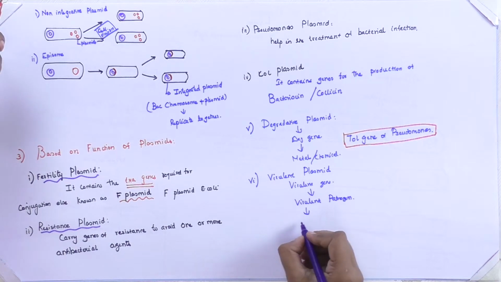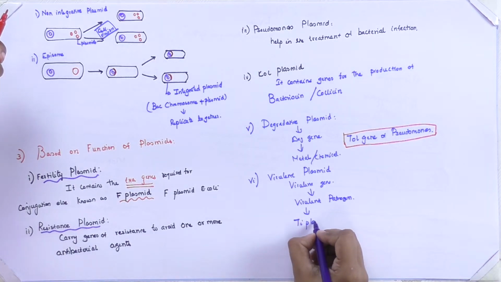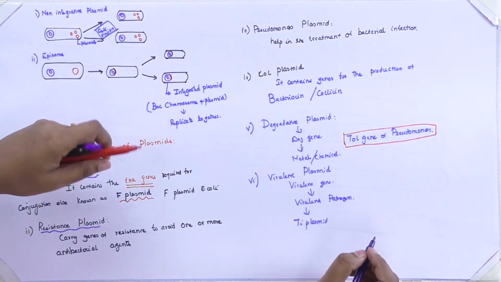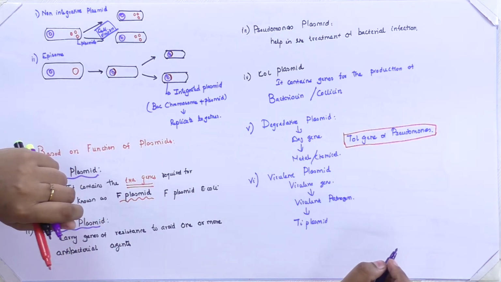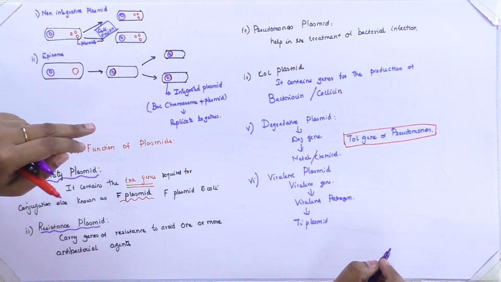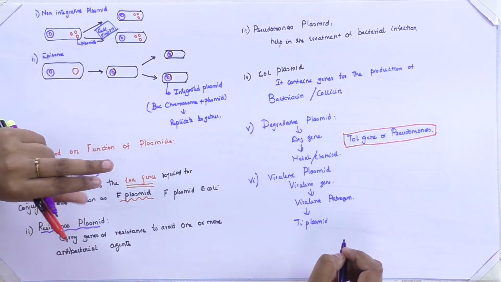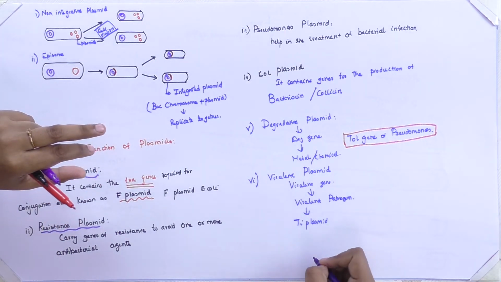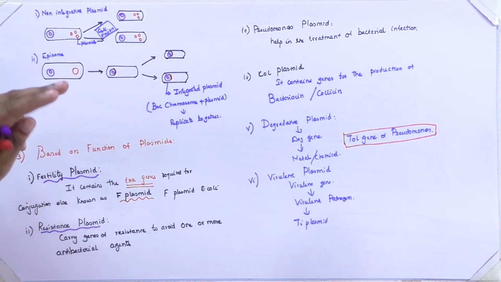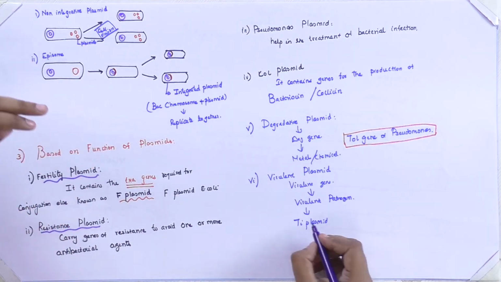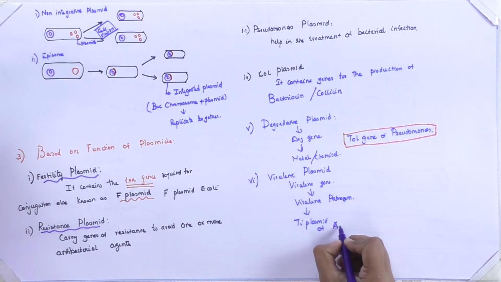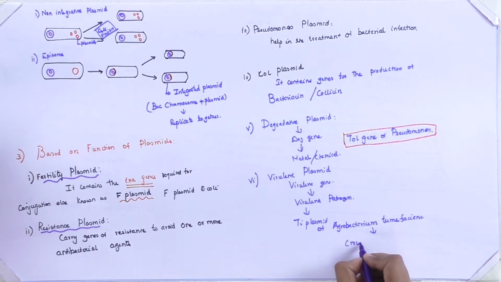For example, you can take the TI plasmid. The TI plasmid of Agrobacterium tumefaciens causes crown gall disease in dicot plants. So it is a virulent plasmid which makes that bacteria itself virulent, and it acts against plants, that is, the dicot plants. So the TI plasmid of Agrobacterium tumefaciens causes crown gall disease in dicot plants.